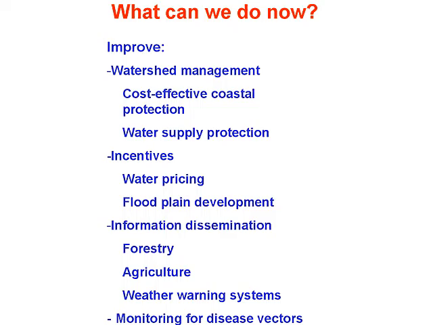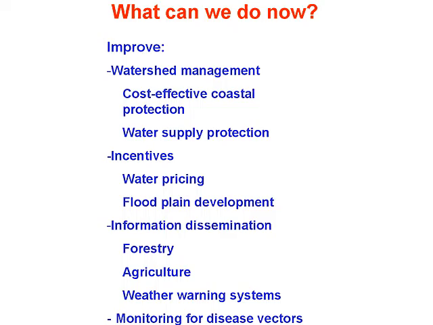So we ought to do smarter development. We ought to manage our watersheds better so that we have coastal protection where it is cost effective and we control where we develop when it isn't. We ought to have better incentives so that water is priced at something reflecting its societal cost rather than being subsidized. We ought not subsidize development in floodplains, which we do now. It's not as bad as it used to be, but it's still bad.